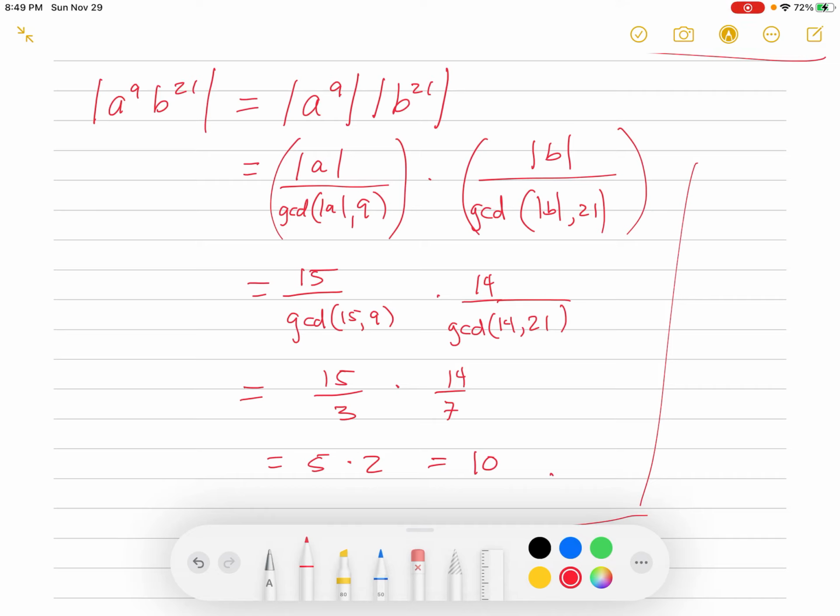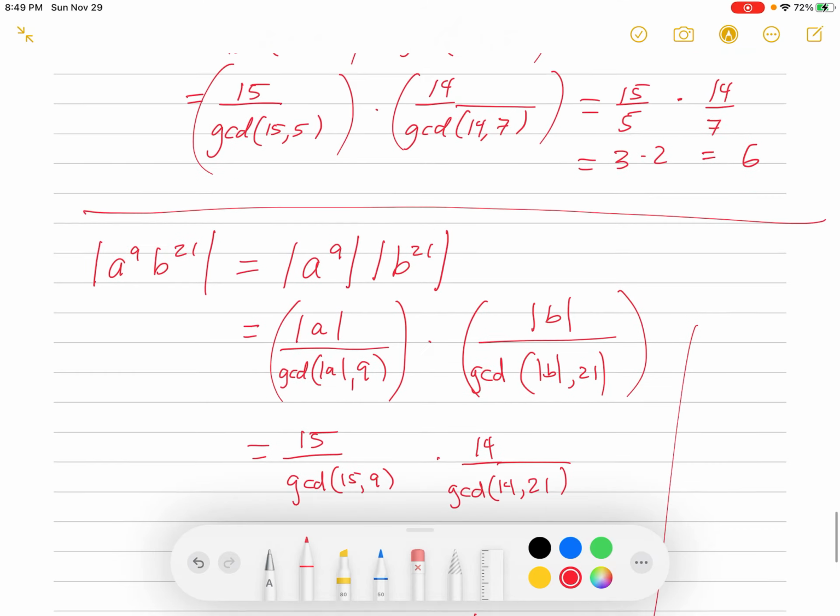In other words, we have to raise A to the 9th, B to the 21st to the 10th power to get back to the identity. That's the smallest power.